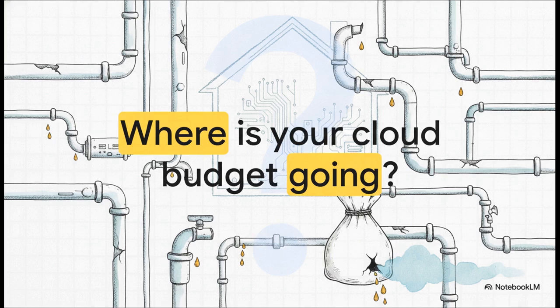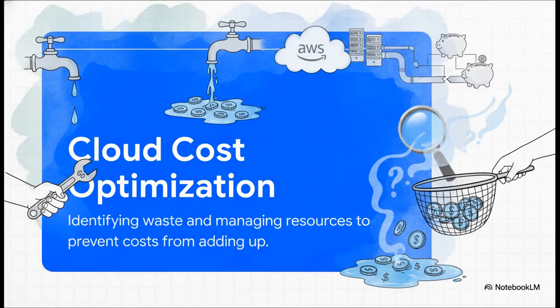In the cloud, unmanaged spending is exactly like that leaky faucet. It just drips away your budget, minute by minute, hour by hour. So, how do we stop the bleeding? We need a very specific mindset: cloud cost optimization. Simply put, this is the practice of identifying areas of waste and managing your cloud resources to prevent those costs from needlessly adding up. It's not just about spending less, it's about spending smart.